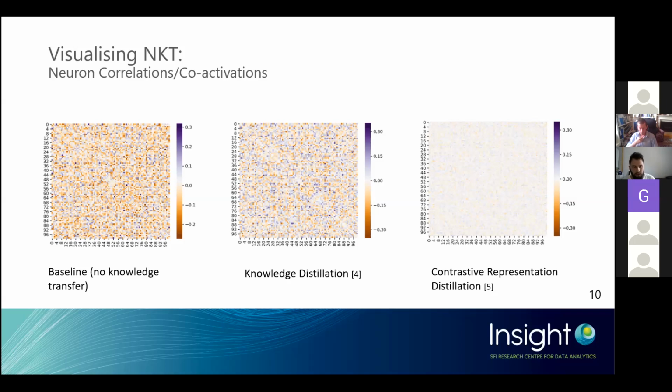On the image on the left with the baseline, where there's no knowledge transfer, you can see there's a lot of difference in these co-activations for a particular layer. In the middle, knowledge distillation, which is one of the older methods, you can see there's a little bit more white in that visualization, so there's a little bit less difference. And on the one on the right, a more modern method, you can see that they're highly similar. They've got the same firing patterns, the same co-activations at that layer of the student and teacher.